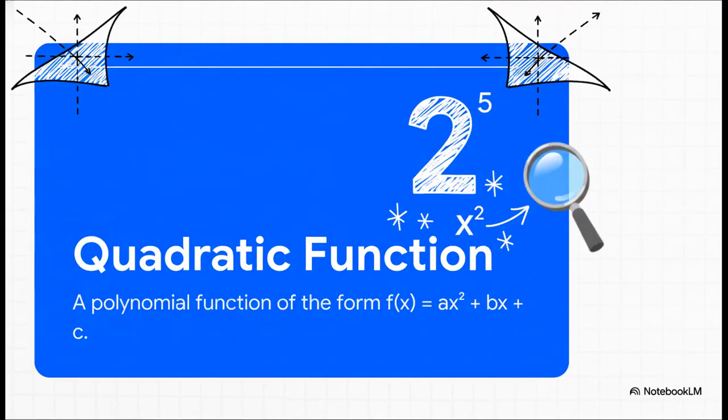Okay, here it is, in what we call its standard form. At its heart, a quadratic function is just a polynomial where the highest power of x is 2. You see that little squared symbol? That's the real star of the show. That's what makes a quadratic a quadratic.